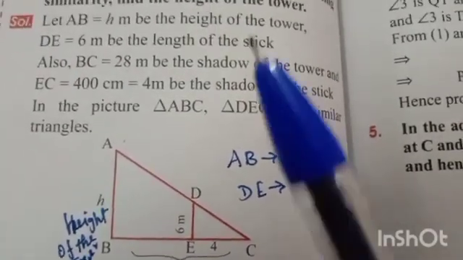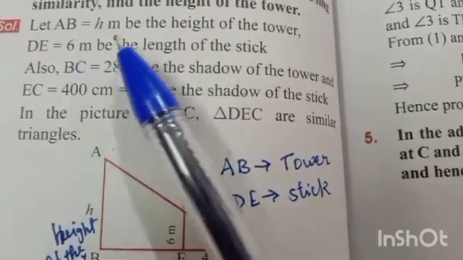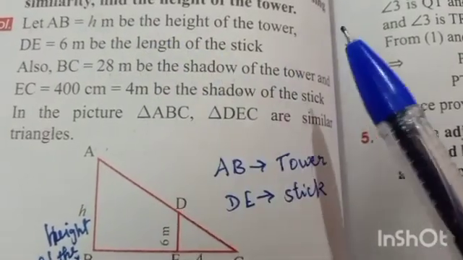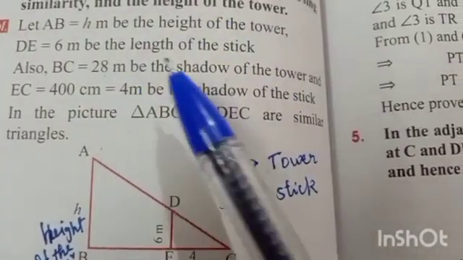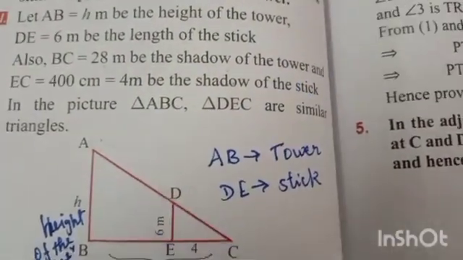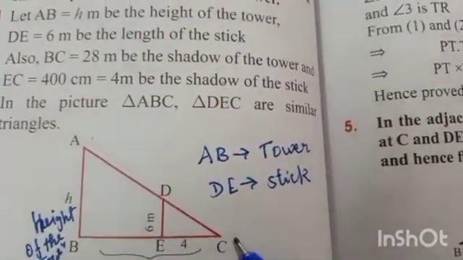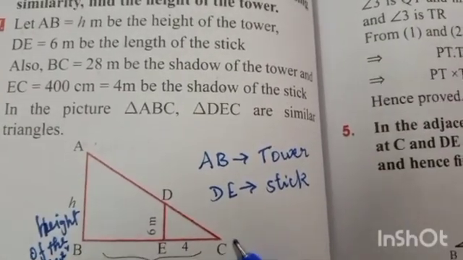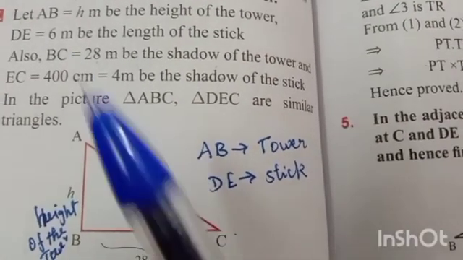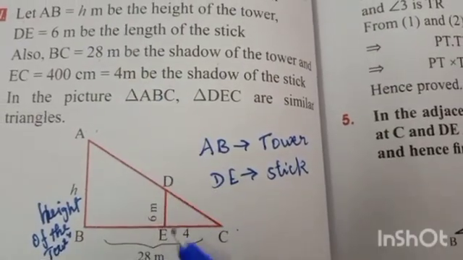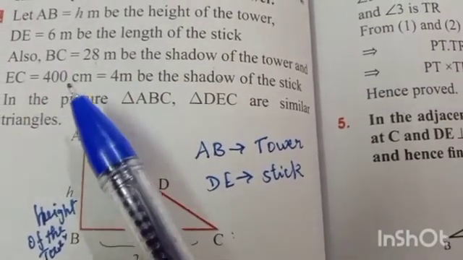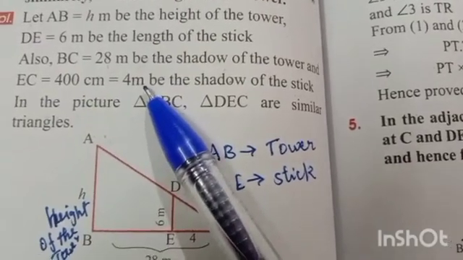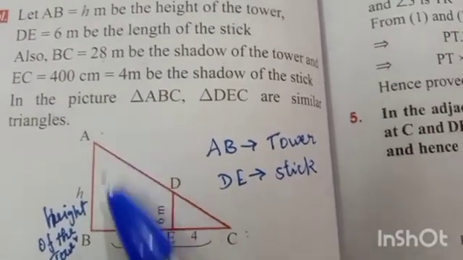Okay, students. You have to consider: let AB equal h meters be the height of the tower. DE equal to 6 meters is the length of the stick. Also, what is given in the question? BC is the shadow of the tower, which is 28 meters. Then EC is the shadow of the stick, that is 400 centimeters, equal to 4 meters. So you have to observe this picture.